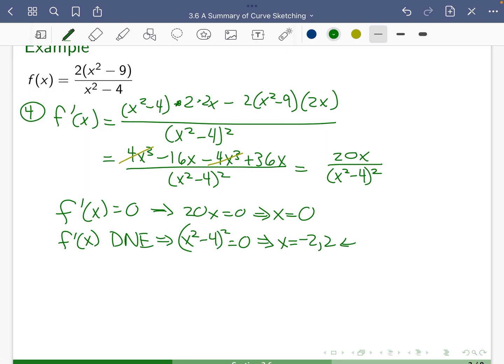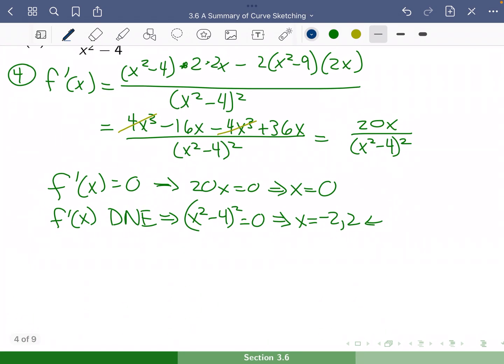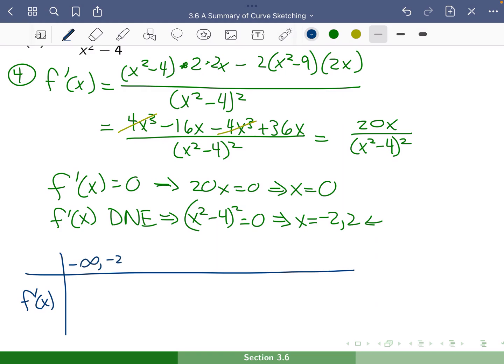Now, those would not be critical numbers because they were not in the original domain of the function, but they are still places where we're going to break this up when we look at a sign chart for our derivative. So, now we're going to create a sign chart for our derivative. So we'll go from -infinity up to -2, from -2 to 0, from 0 to 2, and from 2 to infinity.